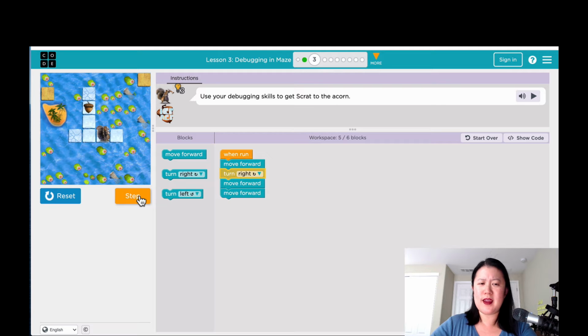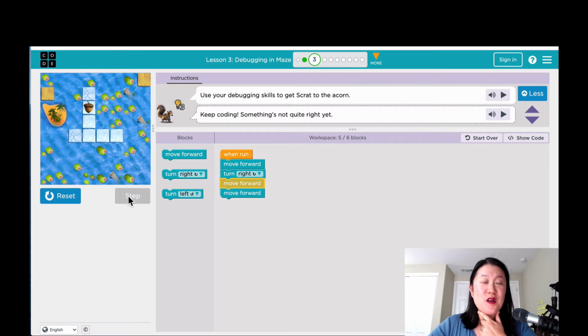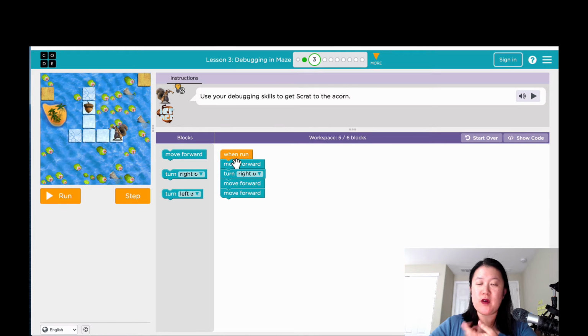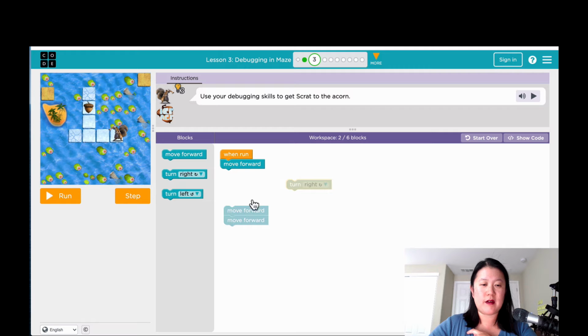If it turns right, our Scrat's facing the water. If you click step, what's going to happen to Scrat? Guess. He falls in the water. Something's not right. So you can tell that, did the move forward work? Yes. But this one wasn't correct. So we need to take out this turn right, don't we?